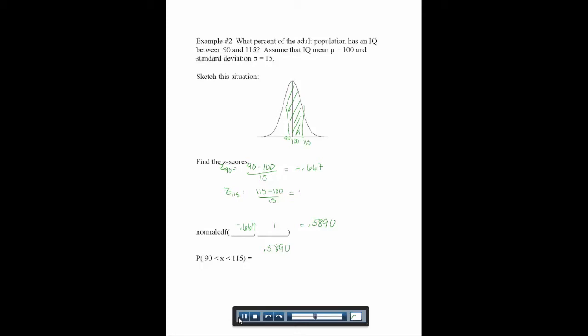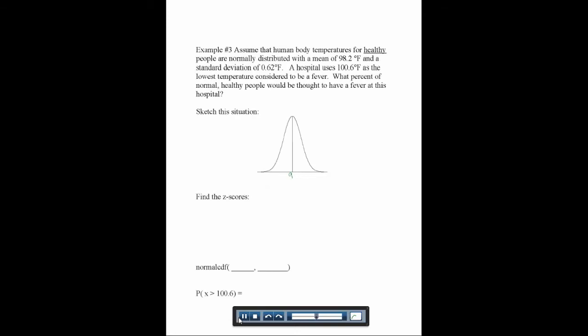Okay, so for some people, their temperatures run a little higher. We want to know what percentage of people are healthy, their temperature's just higher, but we would think them to have a fever. So the mean is at 98.2, and our standard deviation is 0.62. This represents the normal, healthy people's temperatures, and we want to know what percentage of people have a normal temperature over 100.6. So everything greater than 100.6.